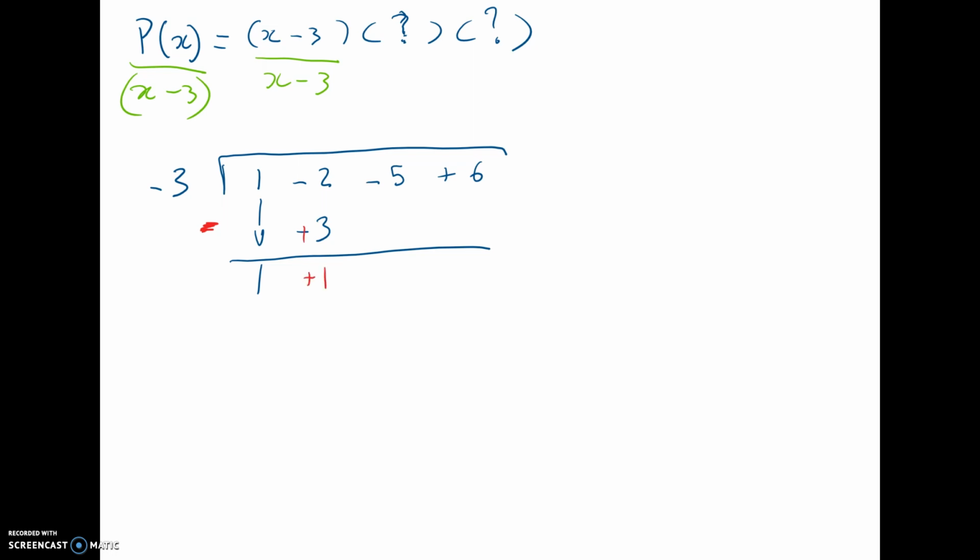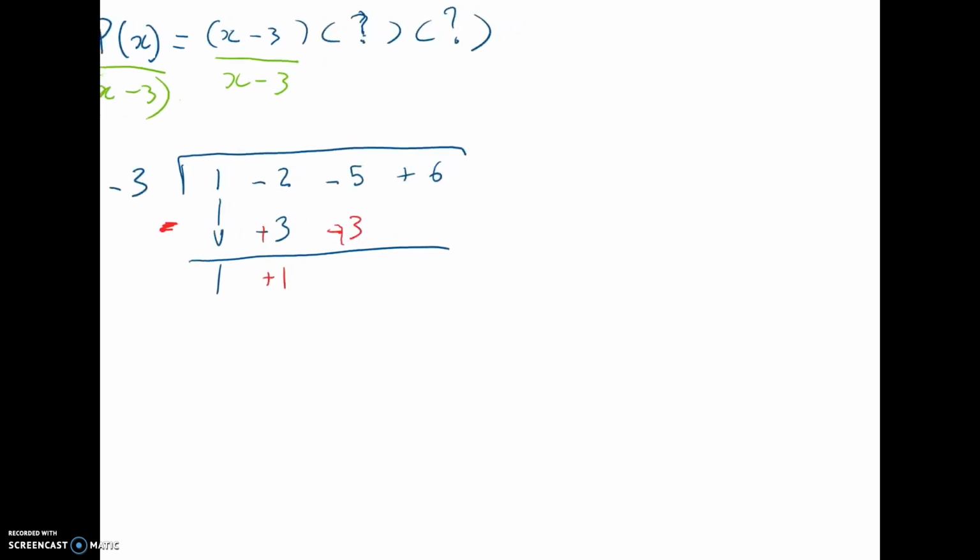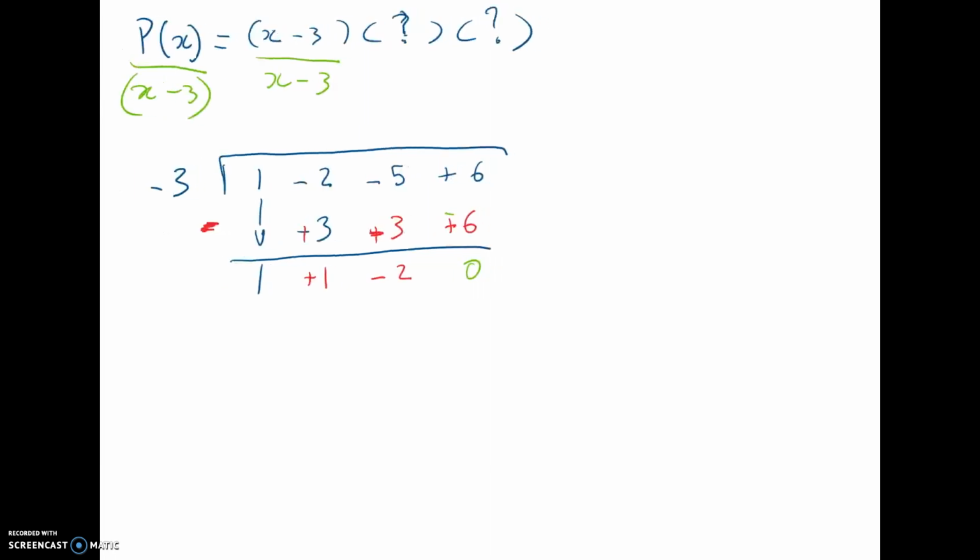3 times 1 equals 3. I subtract, so negative 5 minus 3 gives negative 2. 3 multiplied by negative 2 equals negative 6. I subtract, and so I end up with a 0. What did I find? I just found out that p of x over x minus 3 is equal to x squared plus x minus 2.